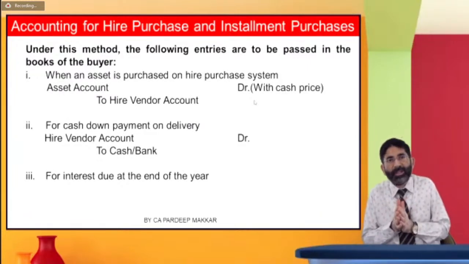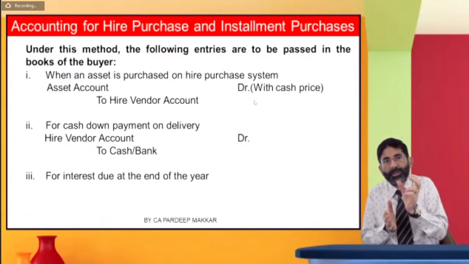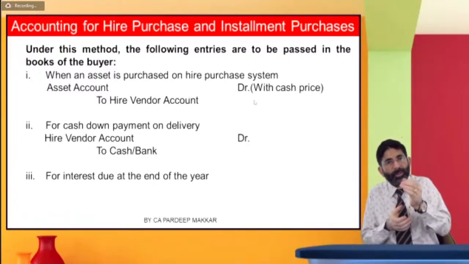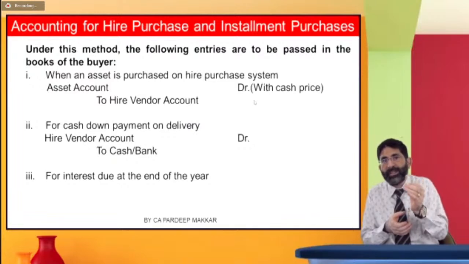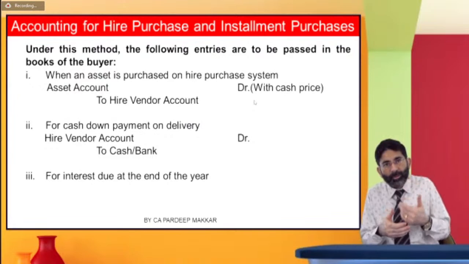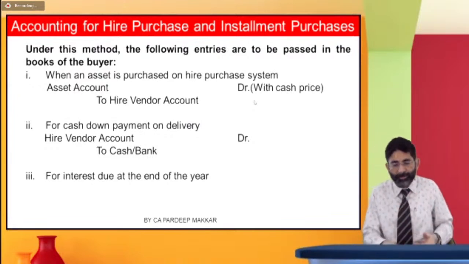What will be the entry for making interest due to the vendor? Interest is an expense, and an expense is always debited. So the interest we have to pay will become an expense. Interest account debit to creditor account, because this will be due to the creditor.